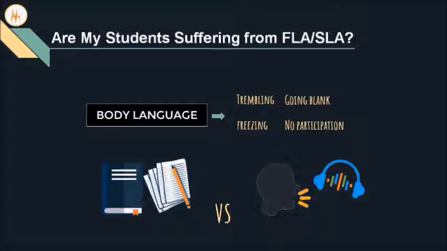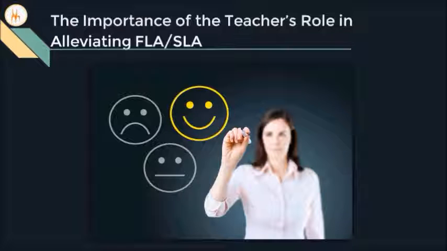Then, teachers, if you see your student trembling, freezing, going blank, avoiding participating in the classroom, or if his or her writing and reading skills are very different from his or her listening and speaking skills, that means that the student writes perfectly, for example, but has a poor speaking performance. That may indicate to you that your student suffers from this type of anxiety. Knowing the existence of this type of anxiety is the most important part of dealing with it.